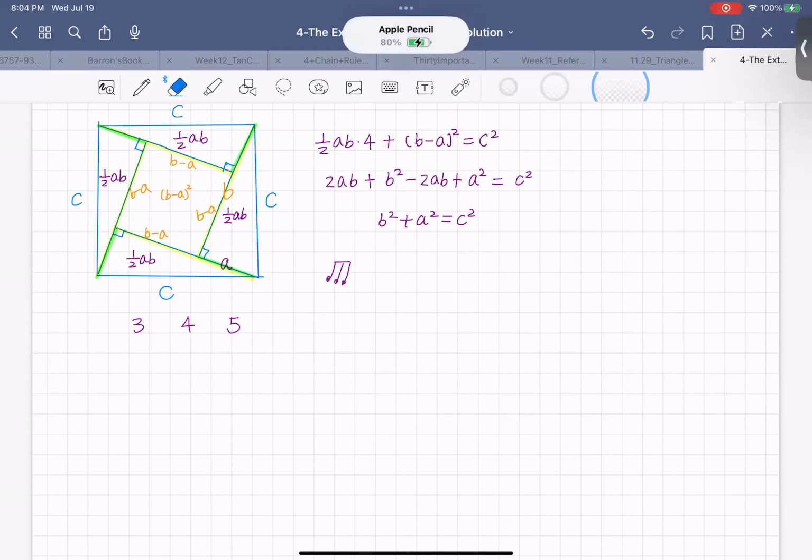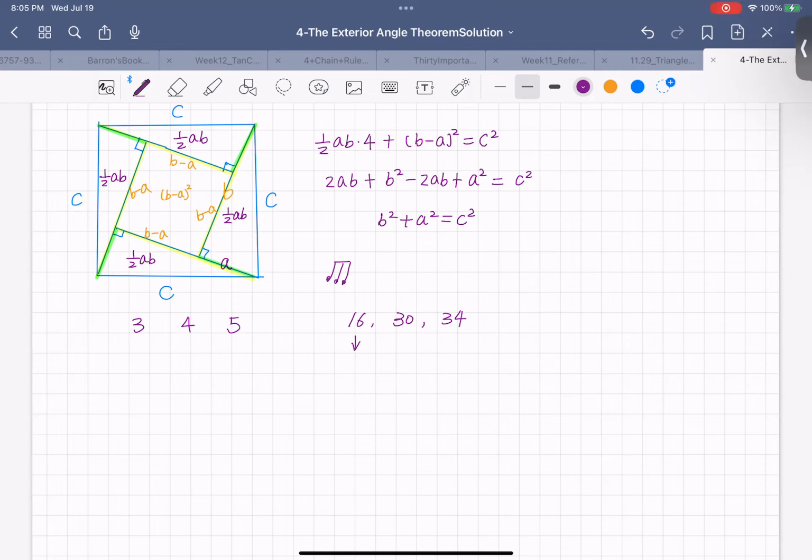16, 30, 34. Because actually this one is the simple version of, you see this guy? You divide by 2. It's this. 8, 15, 17. Okay? Any other version? 6, 8, 10. Wait, look, if it's multiplied by 2 or 3, we will not call it a new one, okay? We want to think about those new ones. Anybody else know any other numbers?